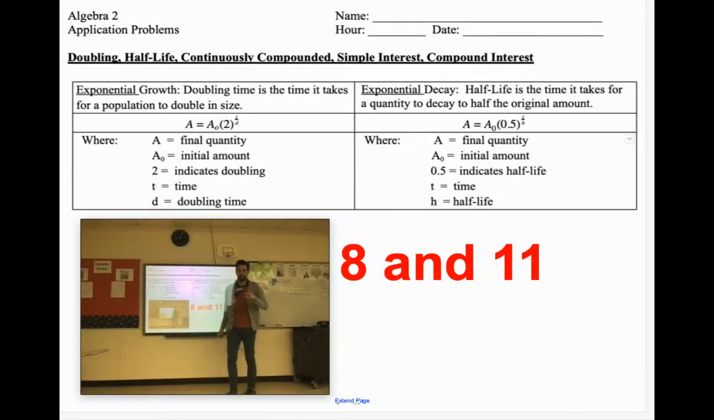Time to do some application problems with these logarithmic, exponential, natural base e. Come on, let's do this.